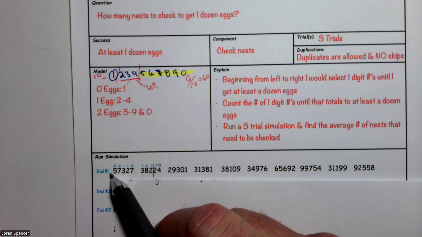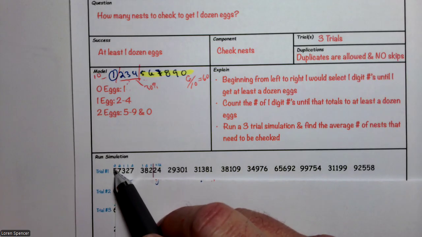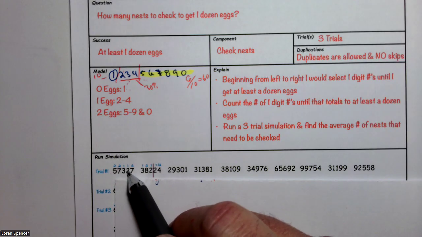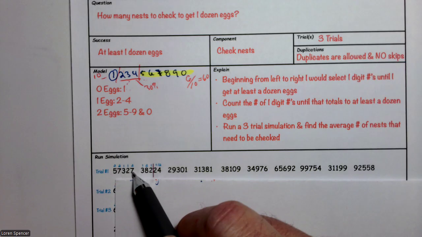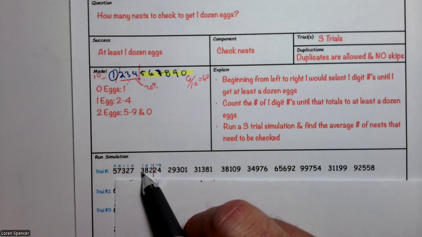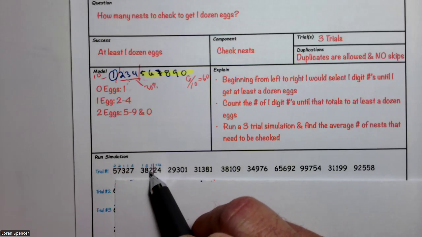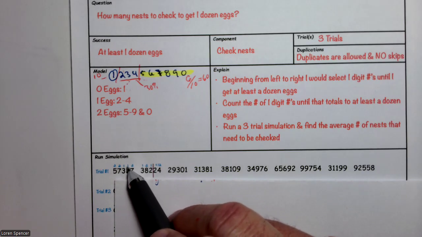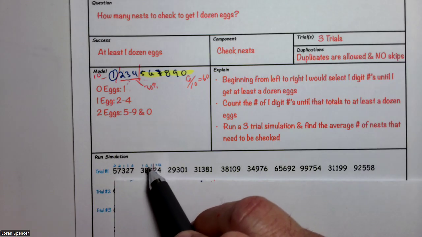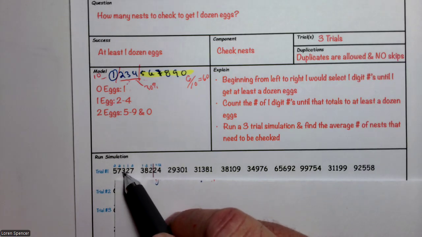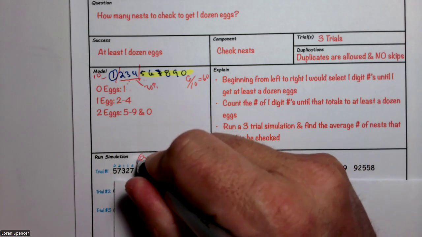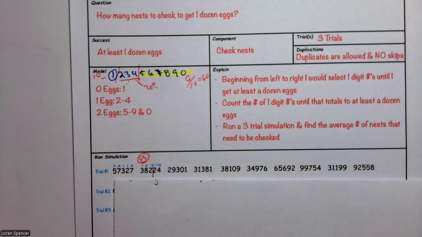On our first trial, the first nest had 2 eggs. The second nest had 2 eggs. The next one had 1. The next one had 1. I have a repeat, but remember, we're working with percentages, so repeats are allowed, so this isn't a problem. Then I have a 1, then a 2, and then a 1. When I add that up, that's 2, 4, 5, 6, 7, 8, 9, 10, 11, 12 eggs, and I had to check 8 nests. So on the first trial, we had to check 8 nests in order to get 12 eggs.